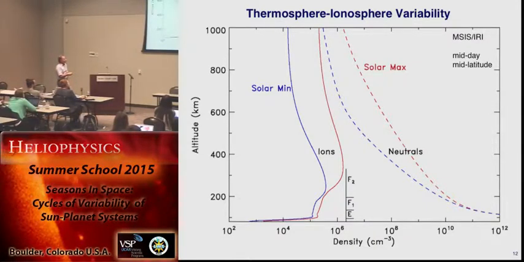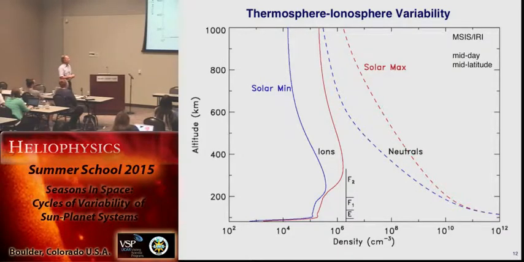And the variability is sort of similar. At solar max, the whole atmosphere swells up. It's hotter. The scale heights are larger. I'll define scale height in a sec if you haven't heard of that. The whole atmosphere swells up and is more dense. It's a little counterintuitive.